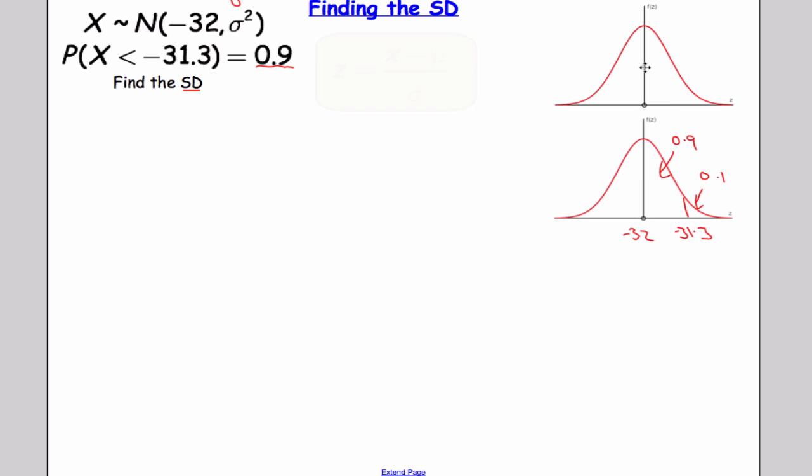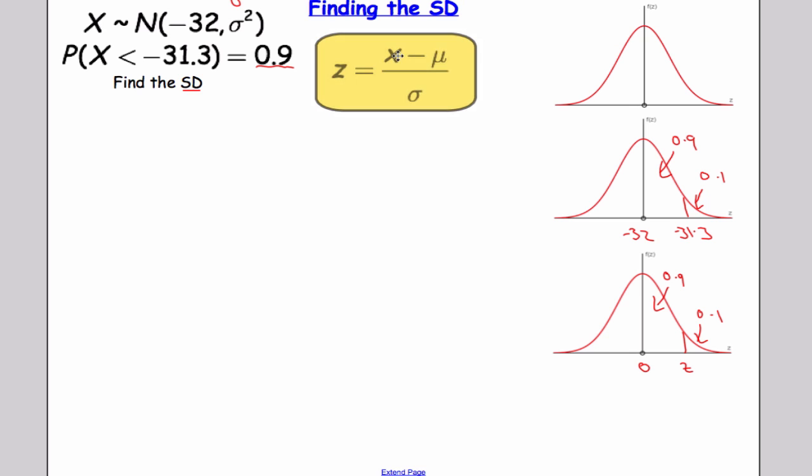Now let's draw the other diagram. So we're going to use this diagram and map it onto a standard normal, which has a mean of 0. My z value is going to be here. This is still 0.9, and this is still 0.1. Okay, so just like before, we can use the fact that we know z is equal to x minus mu over sigma, where x is my raw value and mu and sigma are the mean and standard deviation respectively.